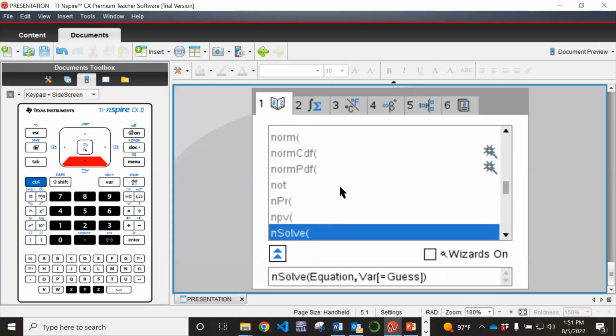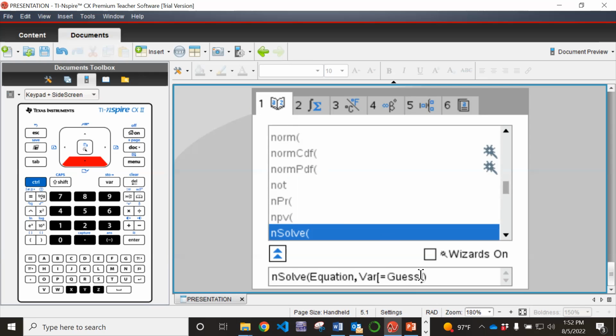Right there is Nsolve. The really nice thing about the book feature, which once you get familiar with it you probably quit using, is that it will always show you the syntax of what's needed down below. Anything that's in square brackets is optional. If it's not in square brackets, you have to put it in there.